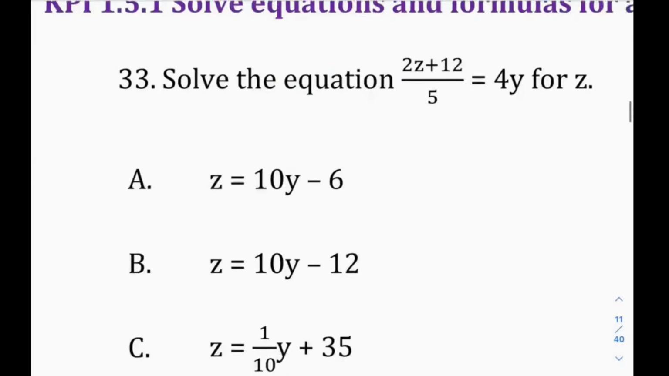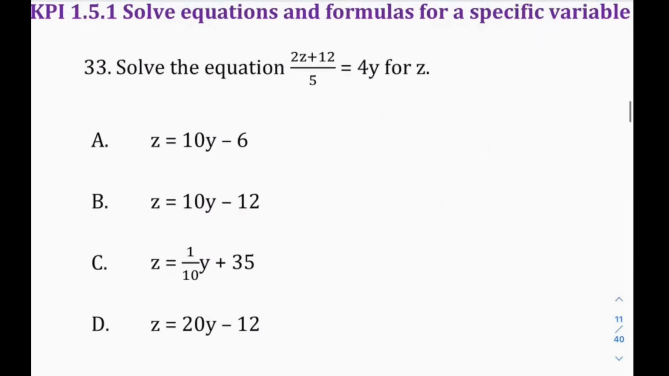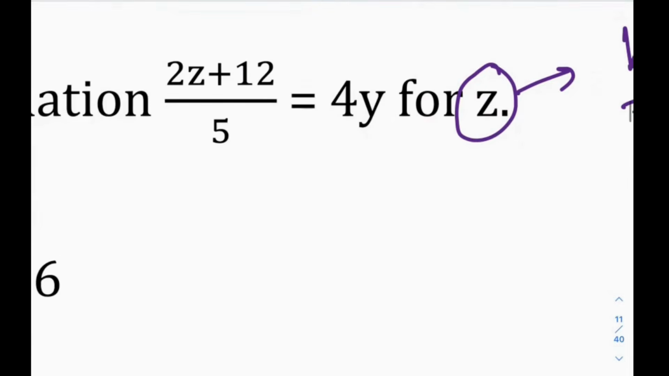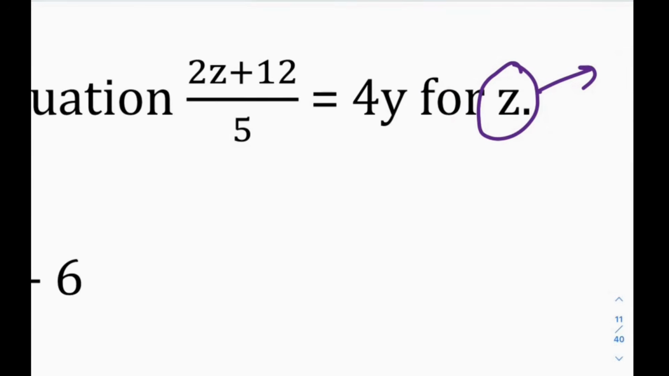Now using formulas, you are asked to solve the equation for z. Solving for a variable means keep the variable alone. Keep z alone or isolate the z. If you have the z included in a bracket or in an expression, you cannot take it out directly. First, you need to get rid of the denominators, if any, and then we will try to simplify.